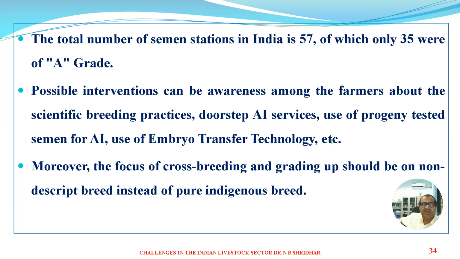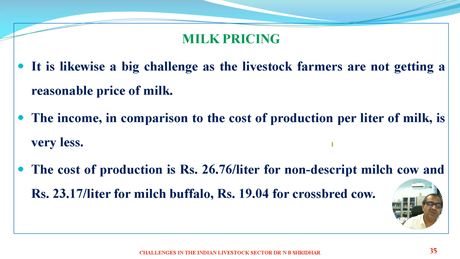Possible interventions can be awareness among the farmers about scientific breeding practices, doorstep AI services, use of progeny tested semen for AI, etc. Then, especially, embryo transfer technology. So we need to focus much on crossbreeding and upgrading the cattle. The focus of crossbreeding and grading up should be on non-descriptive breed instead of pure indigenous breed. So the insemination is to be targeted.